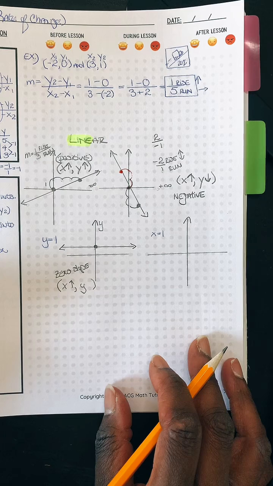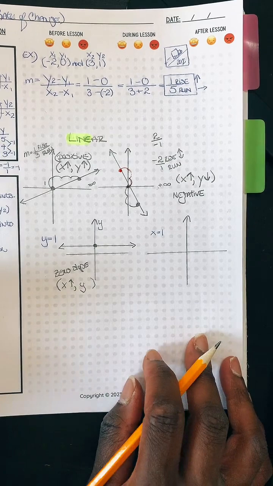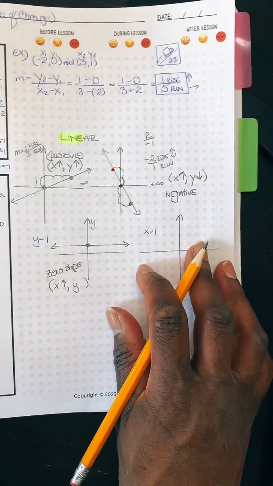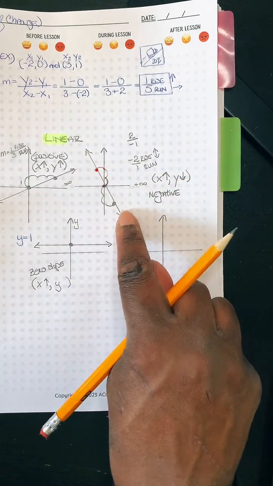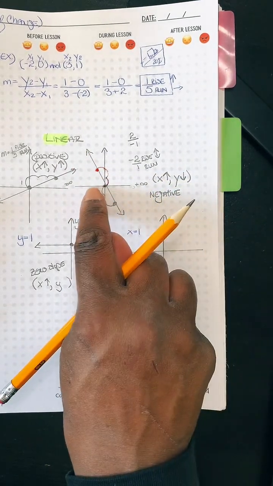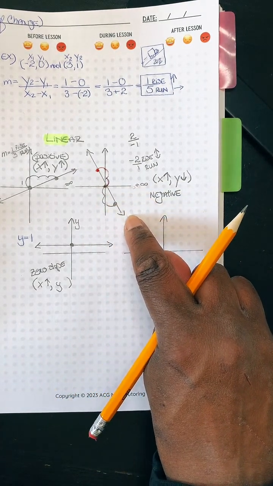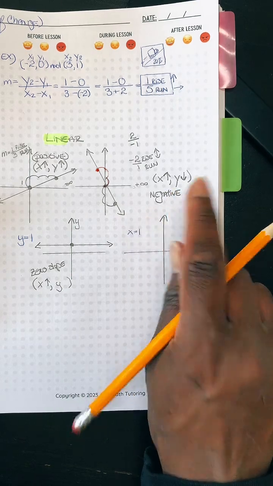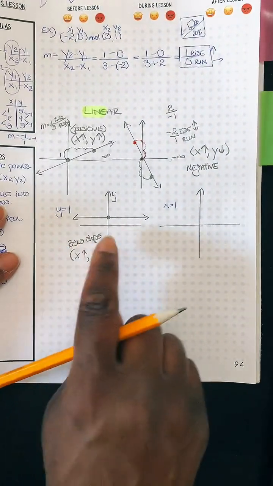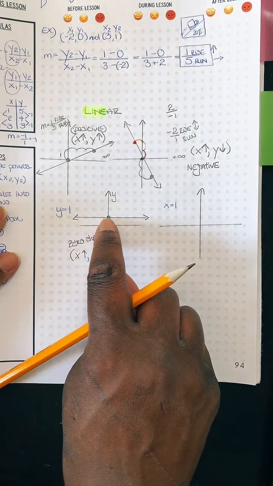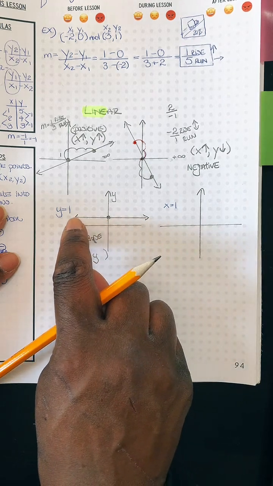So when your slope from left to right is going down, it's going to be negative. So that means as my x's are increasing, my y's are going down. They're decreasing. So that's why that's a negative slope. Over here, as my x's are increasing, my y's are exactly the same. So these are a zero slope.